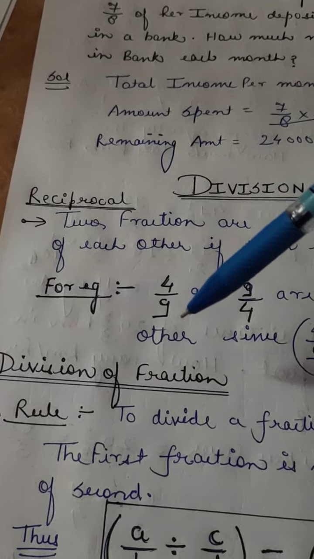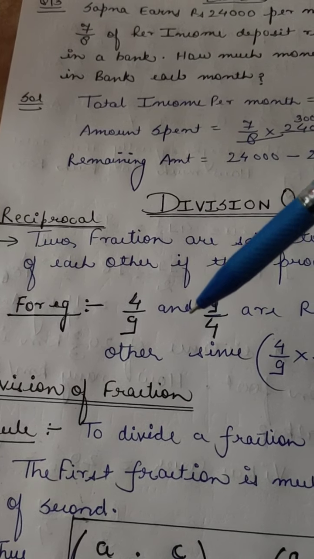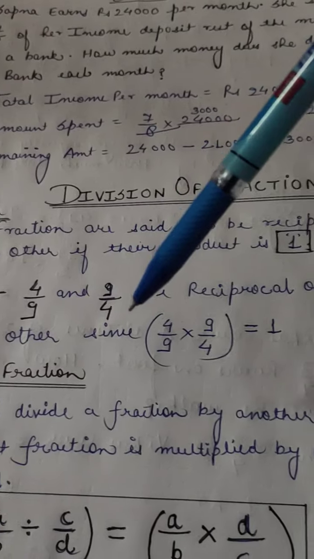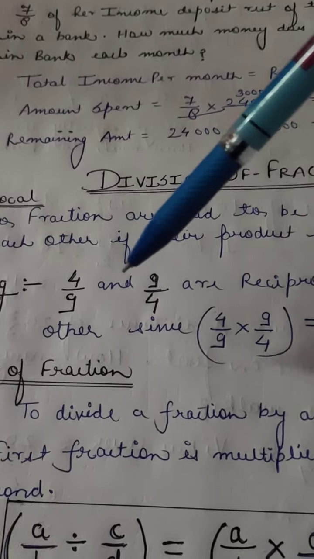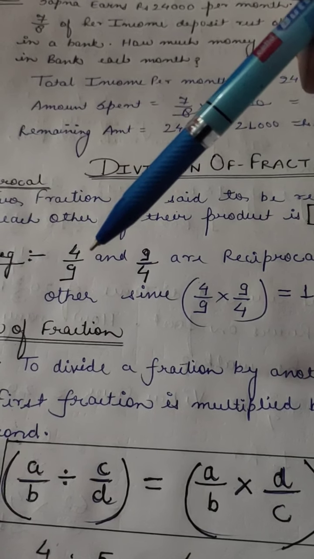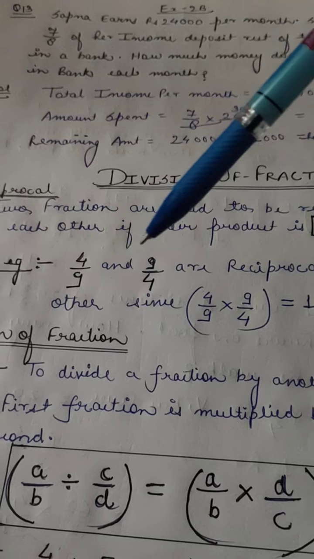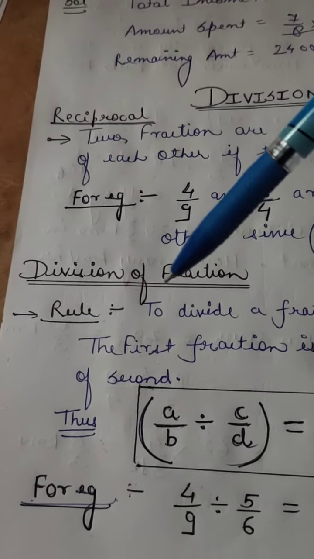For example, 4 by 9 and 9 by 4. Both of these, if multiplied, we will get 1 as the final answer. So what is the reciprocal of 4 by 9? 9 by 4 is the reciprocal of 4 by 9. Next is the division of fraction.